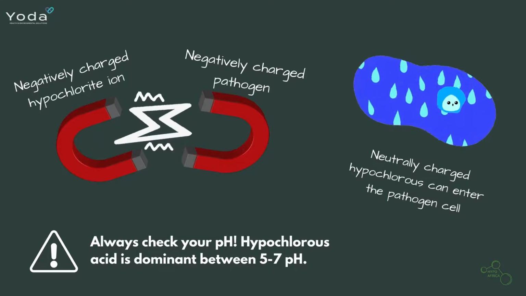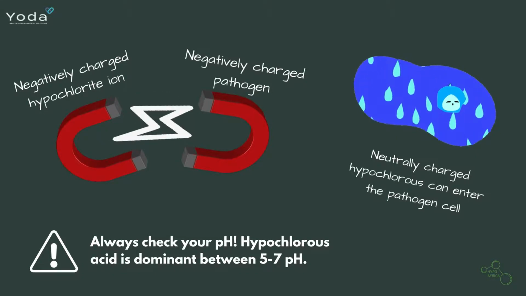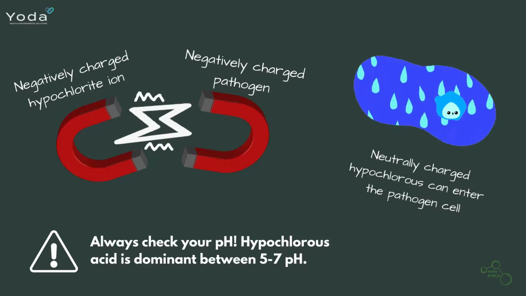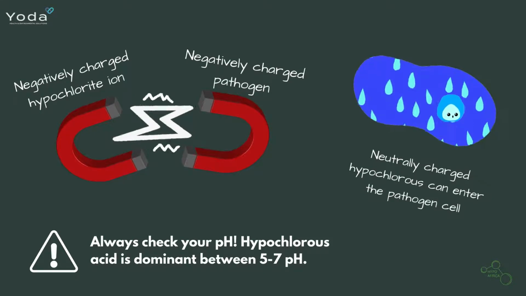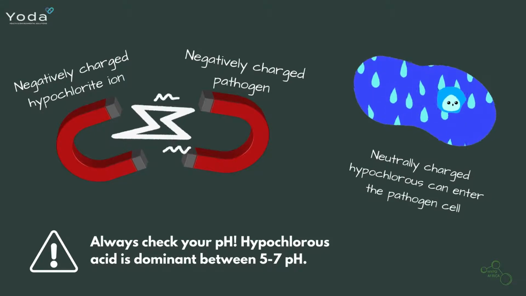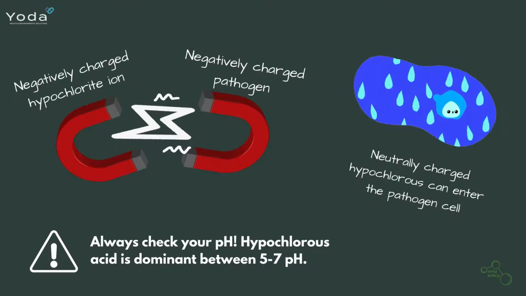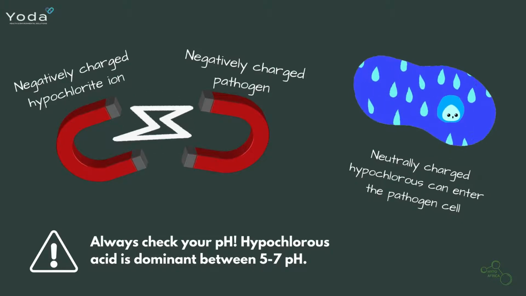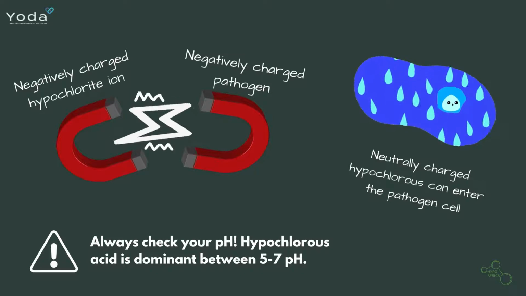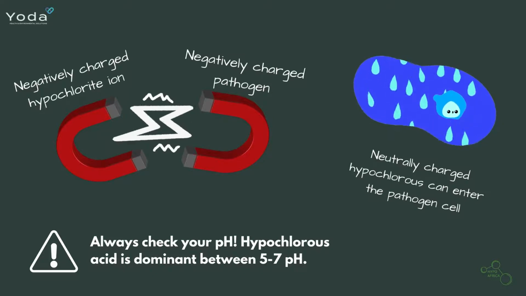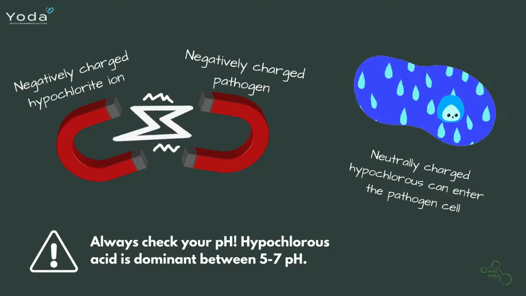However, hypochlorous acid sits between 5 and 6 on the pH scale, which means it is more neutrally charged. This allows it to approach and disable pathogens. That's one of the reasons hypochlorous acid is more effective than bleach at controlling pathogens. So make sure that you always measure your pH. That's the key to hypochlorous's germ-killing power.